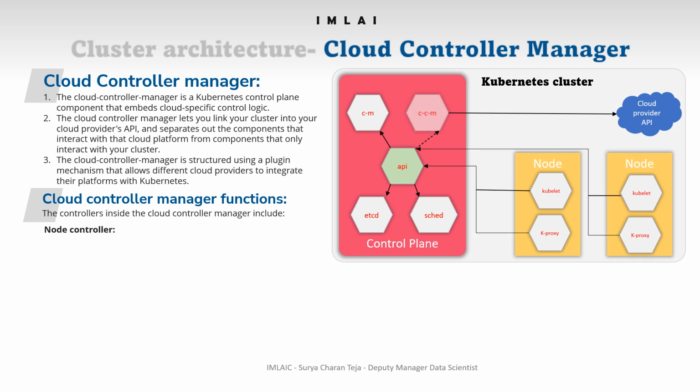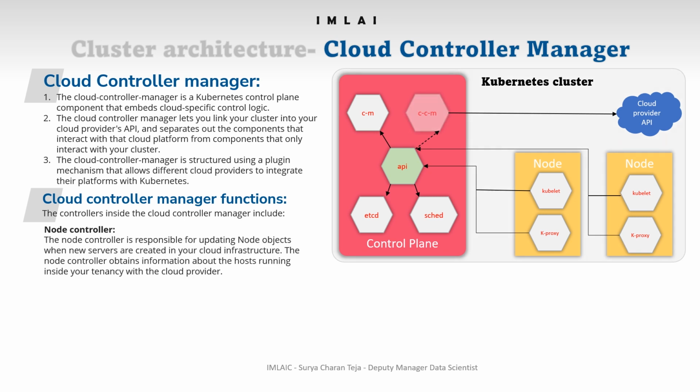The node controller performs the following functions. One, it updates a node object with the corresponding server's unique identifier obtained from the cloud provider API. Two, annotating and labeling the node object with cloud-specific information, such as the region the node is deployed into and the resources that it has available. Three, obtaining the node's host name and network addresses. And four, verifying the node's health.